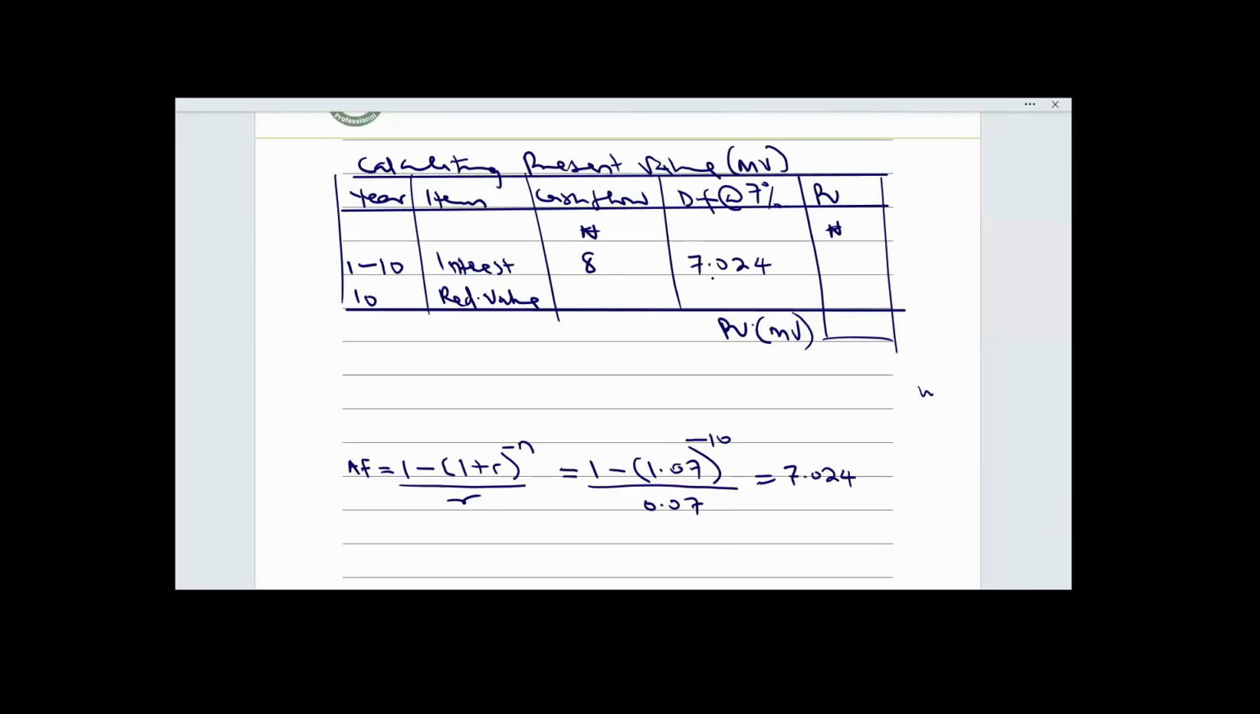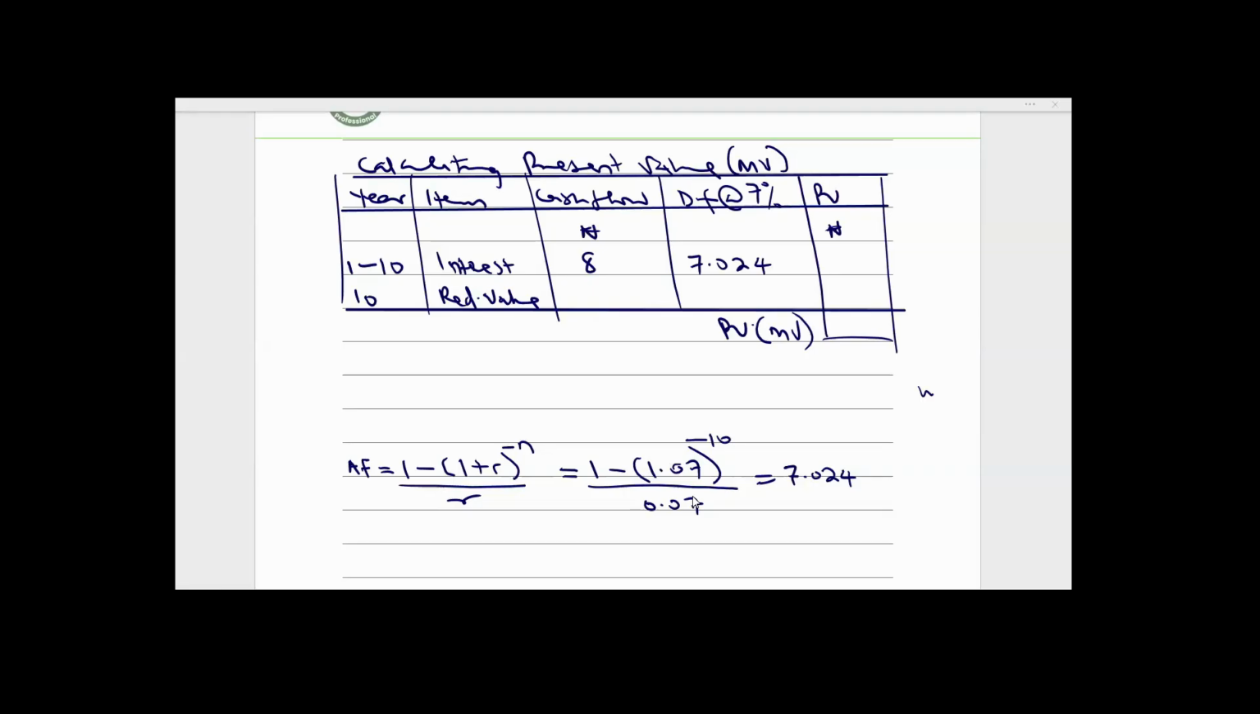7.024. Then the redemption value, I need to minus. Minus what? That 1 minus before. How do we punch the calculator? Where will the 1 minus come in? I said you calculate starting from the parentheses. Parentheses is the brackets. So you are starting from 1.07 raised to power minus 10, equals.